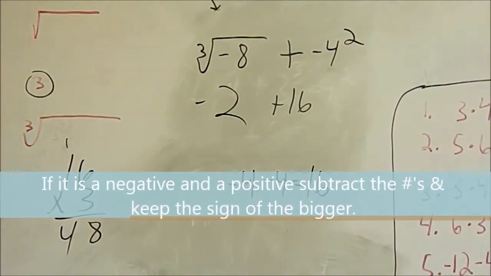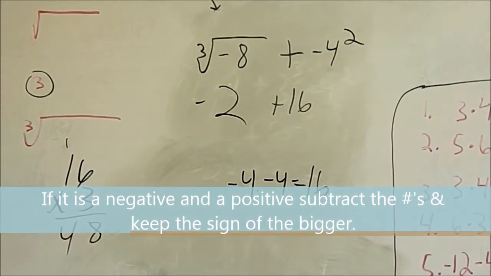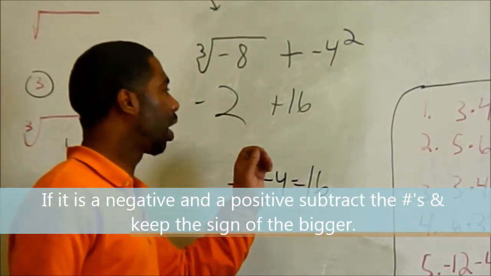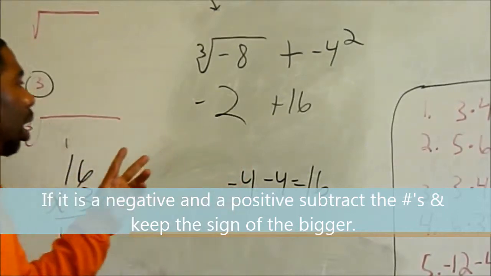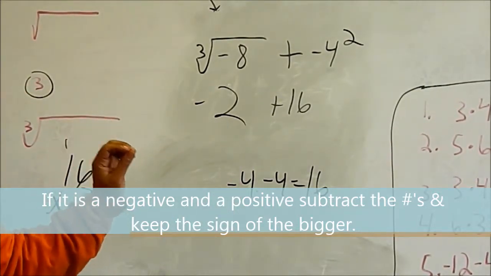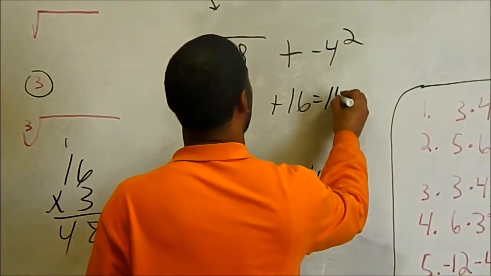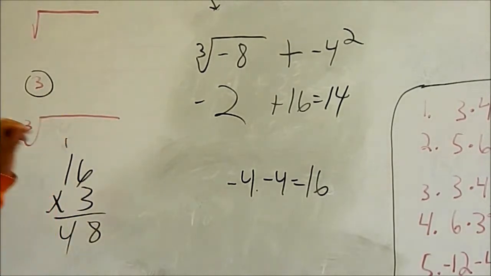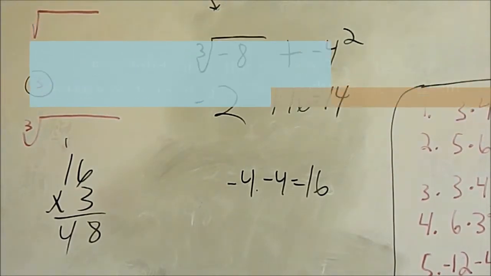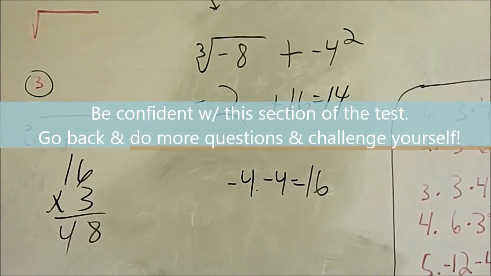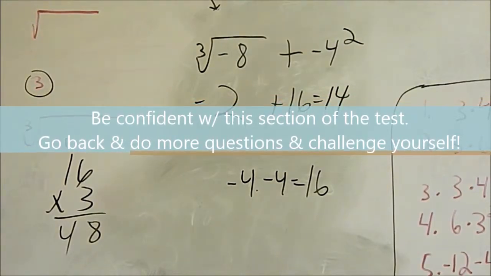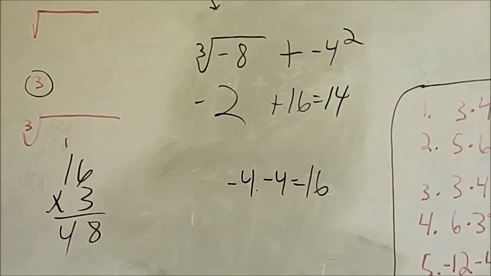Okay, perfect. Stop right there. She saw negative 2 plus 16. Those are 2 different signs, so I subtract. The very first thing she should do is subtract. What's 16 minus 2? 14. Then she goes back and asks, what's bigger, 16 or 2? 16. 16 is positive, so 14 is going to be positive. Great job. You guys, this section of the test, your understanding is definitely there. We're going to do some more repetition, but your understanding is definitely there. Good job.